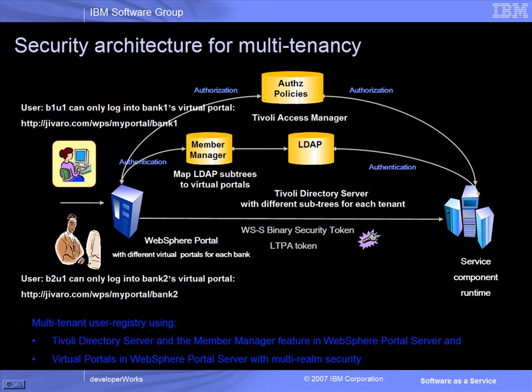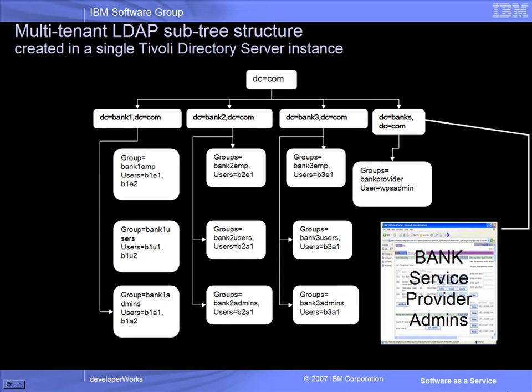The fundamental security requirement for multi-tenancy is that bank users for a tenant bank, for example Bank 1 user B1U1, should not be allowed to log into the virtual portal for a different tenant bank, for example Bank 2's portal. To meet this requirement, we configured multi-realm security using the Member Manager feature in WebSphere Portal Server. We used a single Tivoli Directory Server instance as the common LDAP-based user registry for all the tenant banks. We used a multi-realm LDAP tree structure for isolating users of one bank from another.